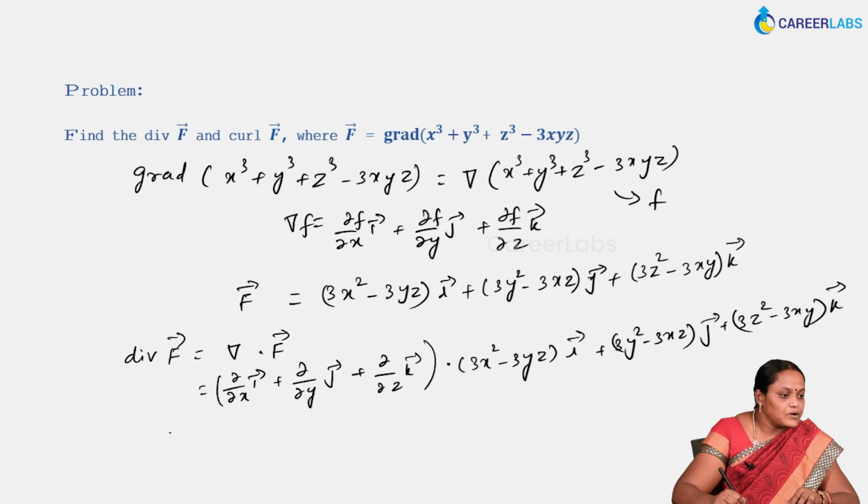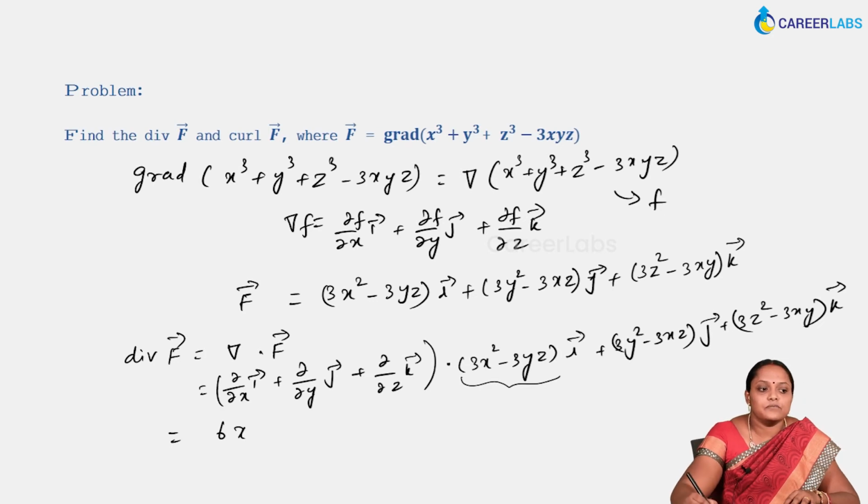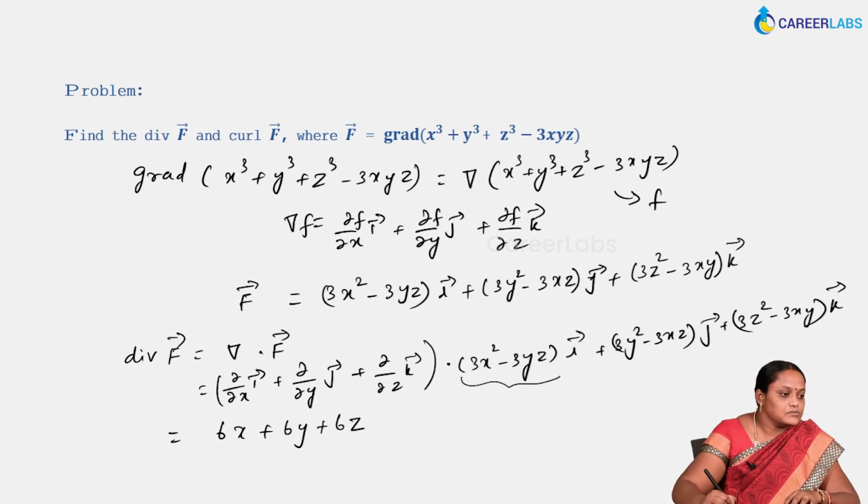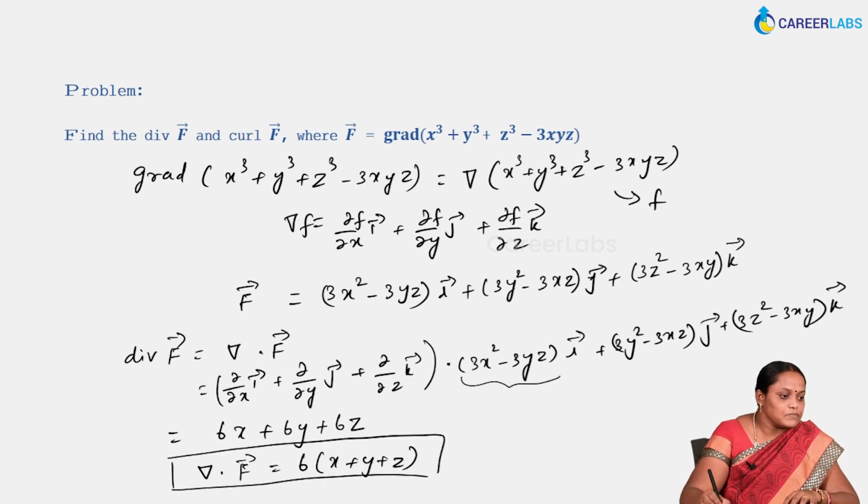Therefore, this is nothing but ∂/∂x of this first term. So what is ∂/∂x of this first term? When you differentiate this term with respect to x, what will you get? This will be 6x. And when you come to this term, it is a differentiation with respect to y, you will get plus 6y, and the next term is a differentiation with respect to z. So this is nothing but plus 6z. So this is nothing but 6 times (x plus y plus z). So del dot F vector is nothing but 6 times (x plus y plus z).